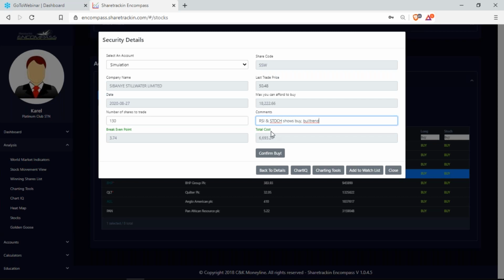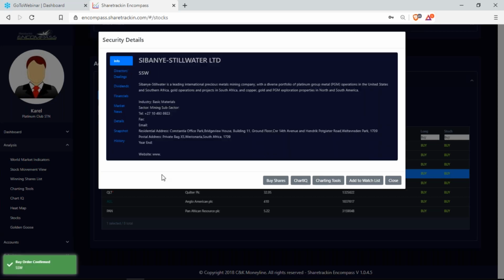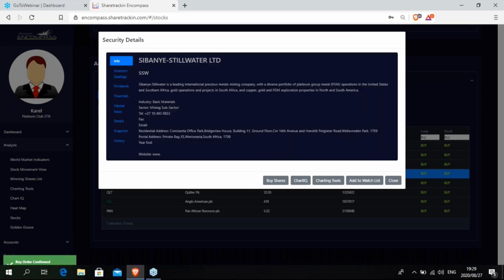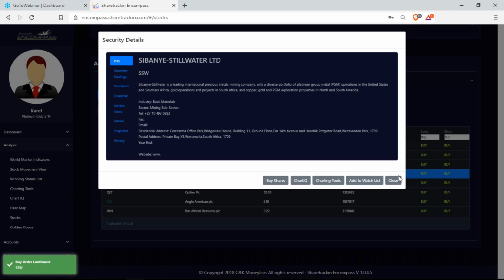Underneath my comments, I would see that my total cost would be 6,693 Rand and 24 cents. Then I would say confirm buy to buy the share. And buy order confirmed. Now I will close this tab.